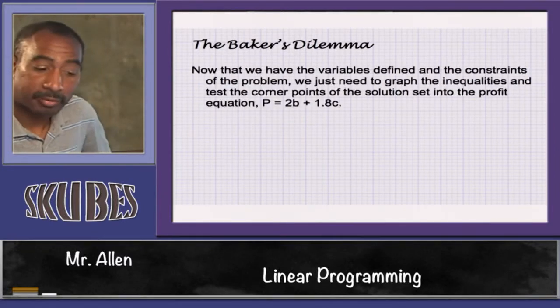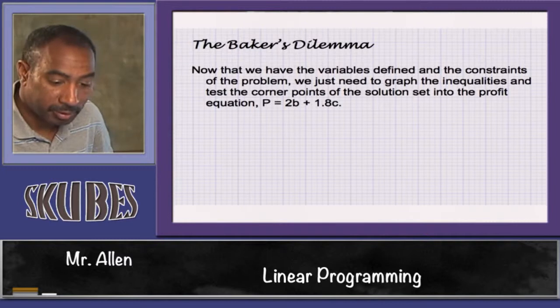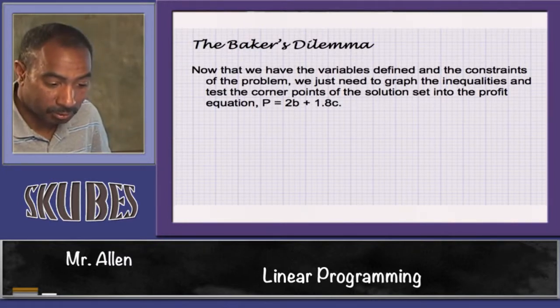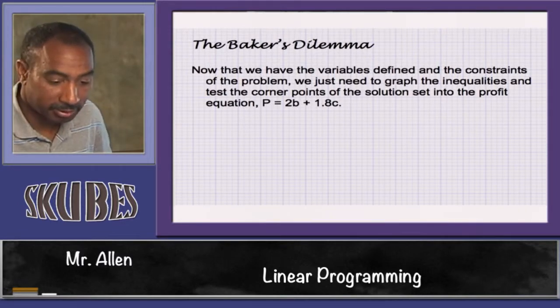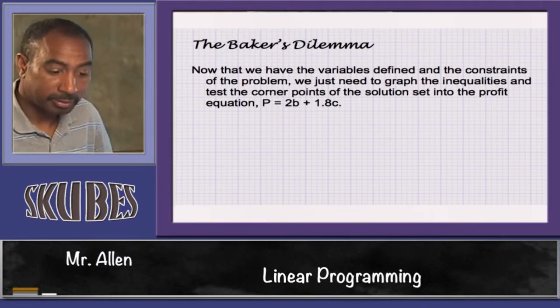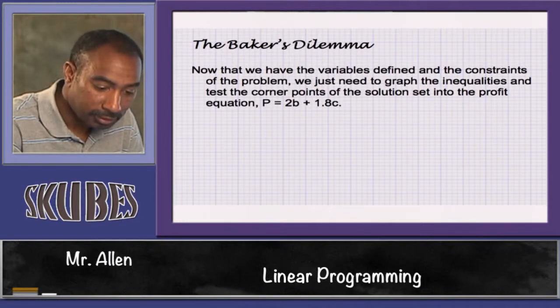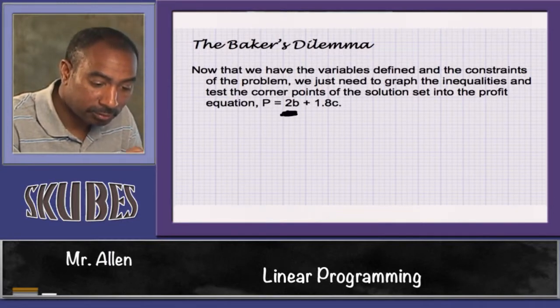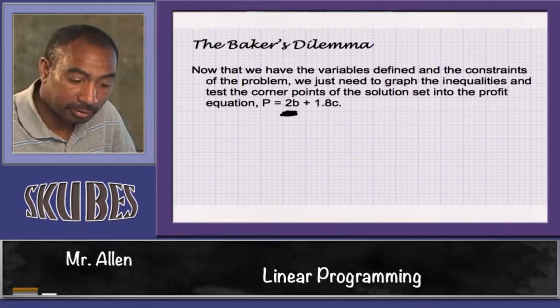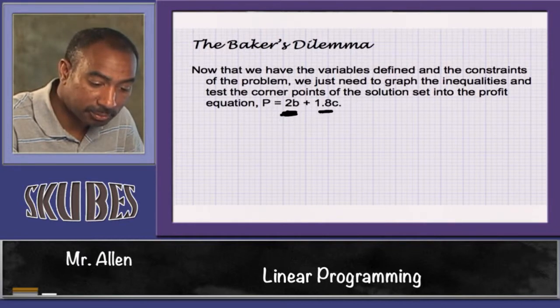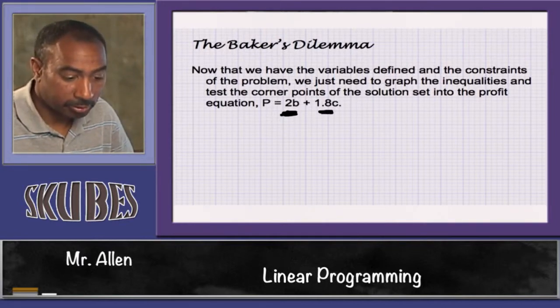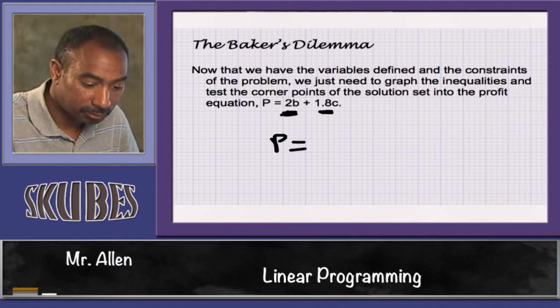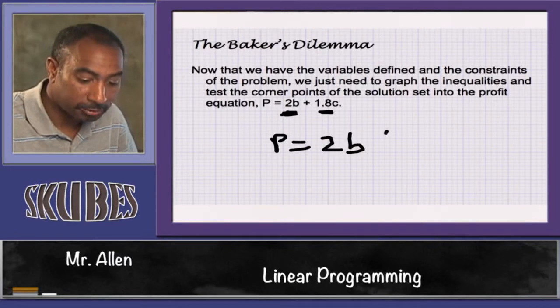But first, let's look at the profit. Now that we have the variables defined and the constraints of the problem, we need to graph the inequalities and test the corner points of the solution. We're going to do that in a minute. But the profit, remember, it said you get $2 for the profit of the brownie and $1.80 per cookie. So our equation is P equals 2B plus 1.8C. And we're going to use this at the end to see which gives us the greatest profit.